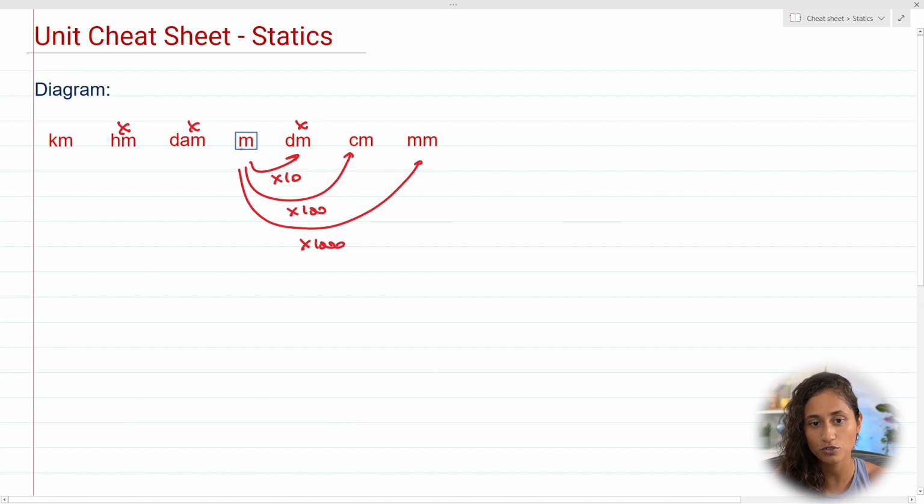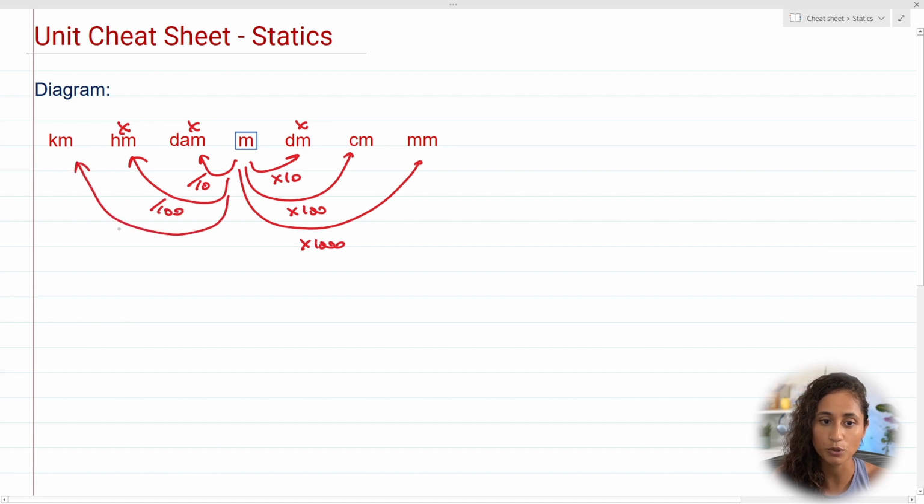Now to go from meters to decameter, here instead of multiplying, we do the opposite, we divide. So from meter to decameter, we're going to divide by 10. From meters to hectometer, we're going to divide by 100. And then from meters to kilometers, we're going to divide by 1,000, okay? Now, if we want to go from here to here, then instead of dividing, we multiply. So from kilometers to meters, we would have to multiply by 1,000.